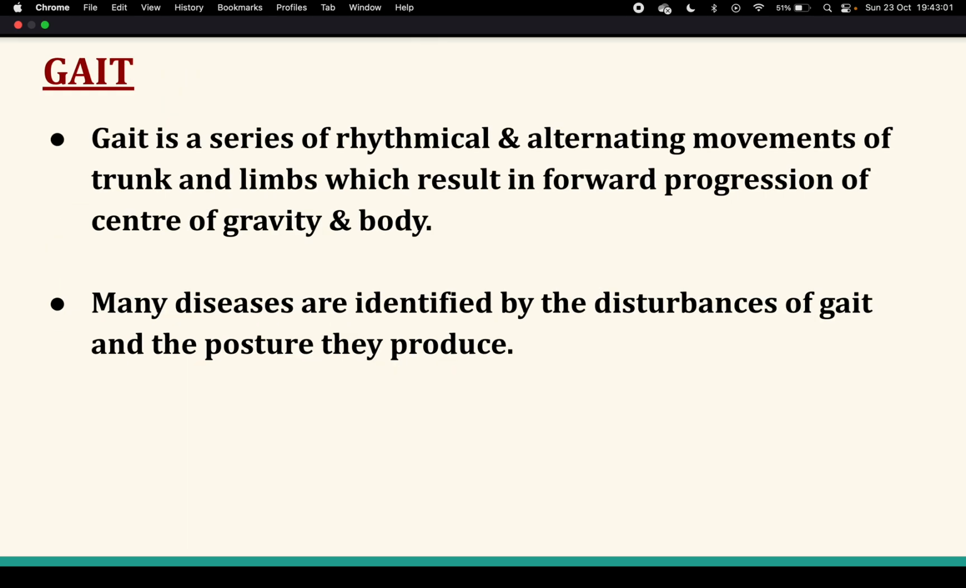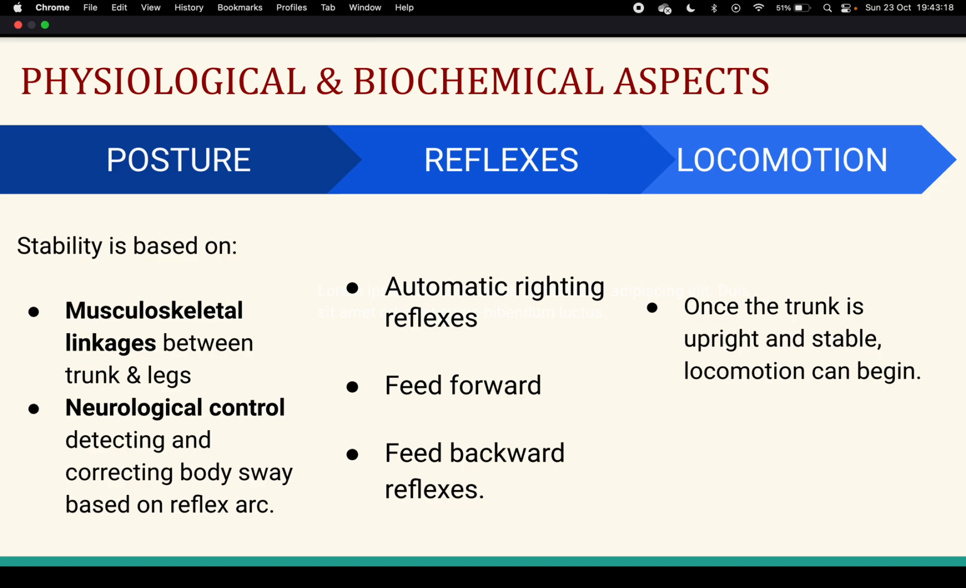The gait is basically a series of rhythmical and alternating movements of the trunk and limbs which result in the forward progression of the center of gravity and body. Many diseases are identified by the disturbances of the gait and posture they produce. So, we need the posture along with the reflexes, and then we'll get the locomotion.